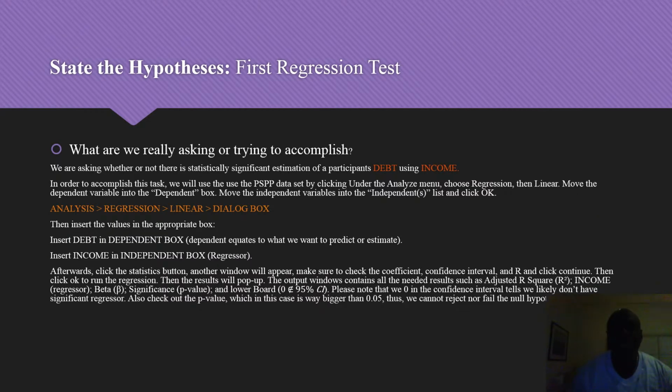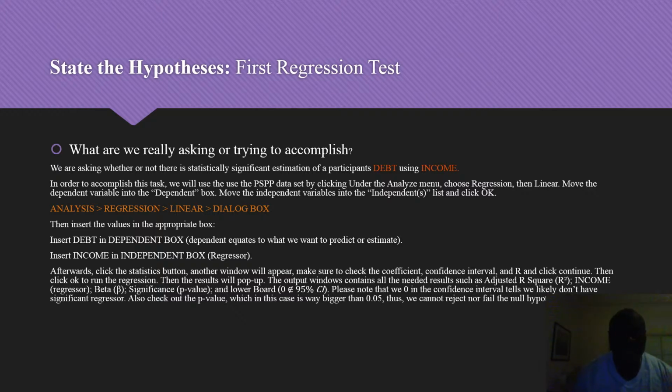What are we really asking or trying to accomplish? We are asking whether or not there is statistically significant estimation of participants' debt using income. In order to accomplish this task, we will use the PSPP data set by clicking under the Analyze menu, choose Regression, then Linear, move the dependent variable into the dependent box, move the independent variables into the independent list, and click OK. Then insert the values in the appropriate box. In this case, we're going to insert debt in the dependent box and insert income in the independent box.